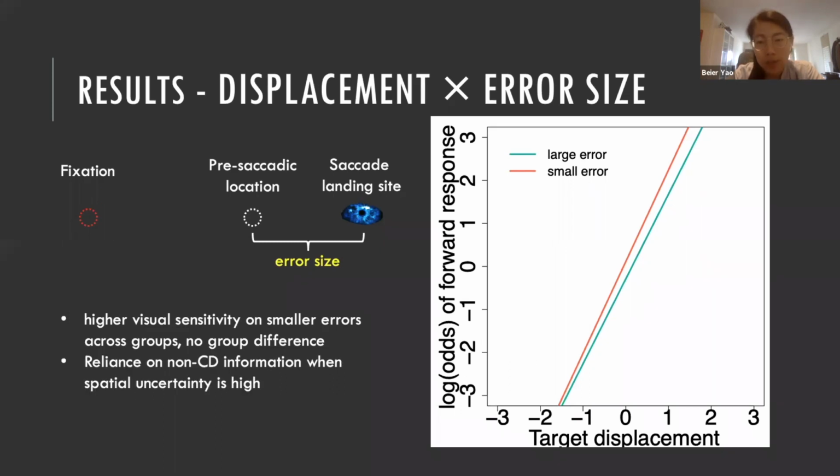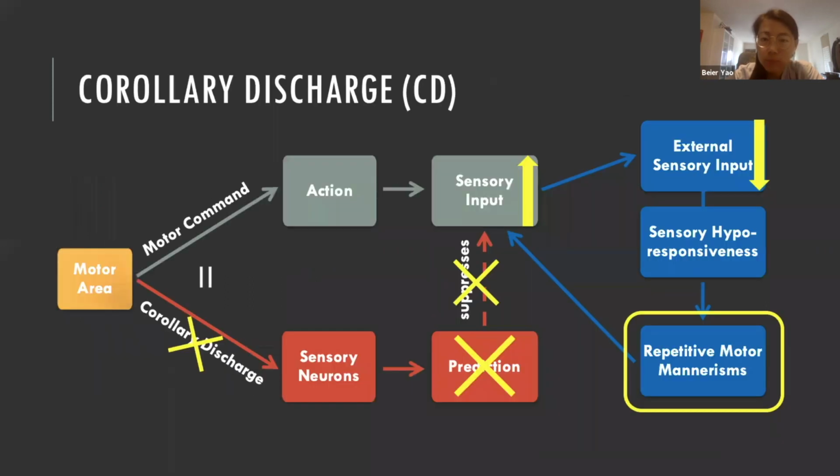One interpretation is that when the eye is further away, the spatial uncertainty of the target becomes higher, and participants may use non-CD information to help them respond. Although we did not find any group differences in participants' reliance on CD information, we continued to explore our hypothesis on the potential relationship between CD signaling and repetitive motor behaviors in ASD.